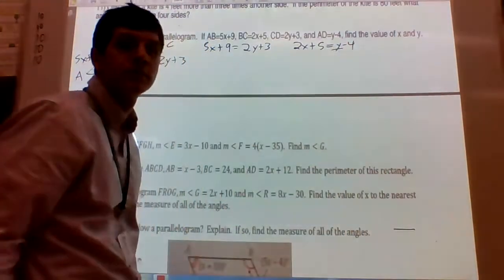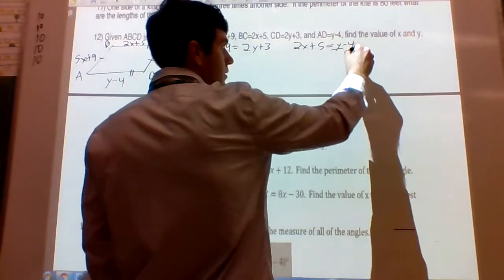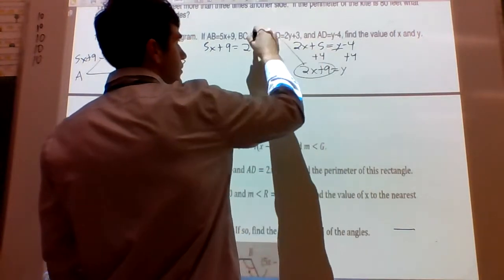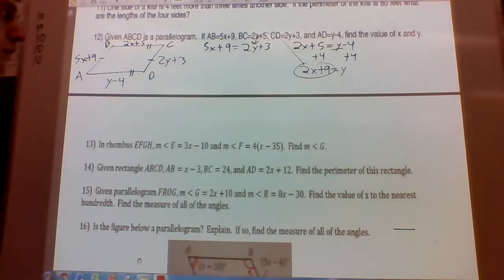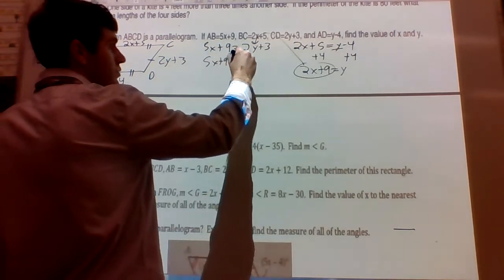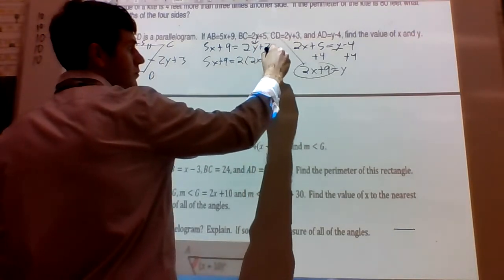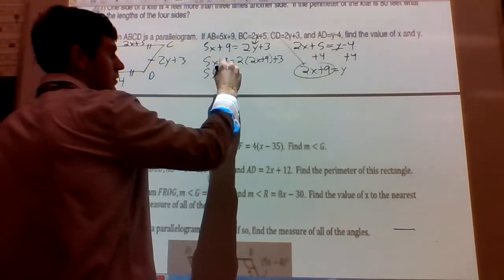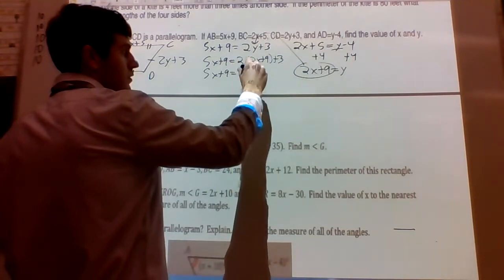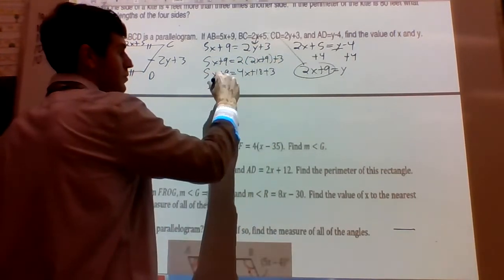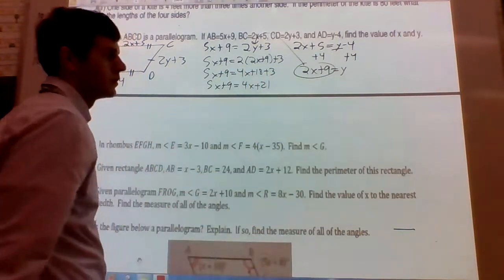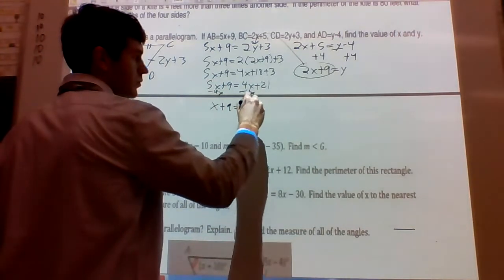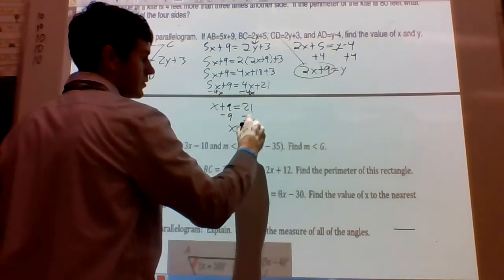I'm going to solve for this y. So I'm going to add 4 to both sides, and I'm going to get 2x plus 9 equals y. Then I'm going to substitute this in for y. So we're going to have 5x plus 9 equals 2 times 2x plus 9, plus 3. We're going to distribute, so we have 4x plus 18 plus 3. So 5x plus 9 is going to equal 4x plus 21. Subtract 4x from both sides. We get x plus 9 equals 21. Subtract 9 from both sides. We get x equals 12.